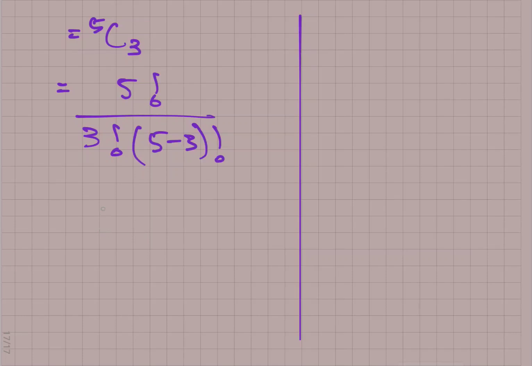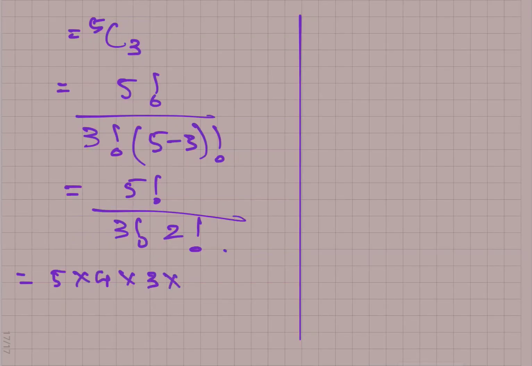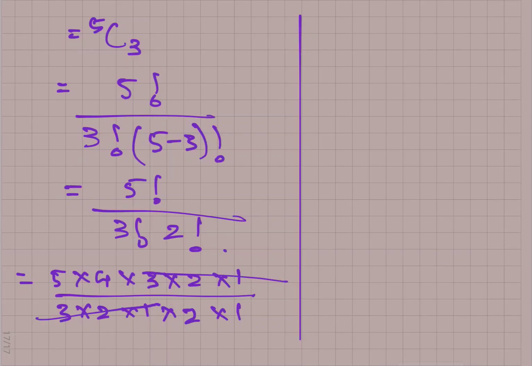So using that formula we will be simplifying this: 5 factorial upon 3 factorial into (5 minus 3), which is 2 factorial. Now calculating these values, 5 into 4 into 3 into 2 into 1 upon 3 into 2 into 1 into 2 into 1. Now let's cancel these values. By cancelling it, we get 5 4s are 20 upon 2, which is 10.